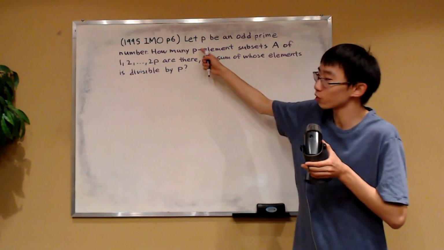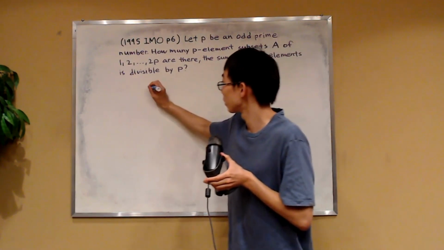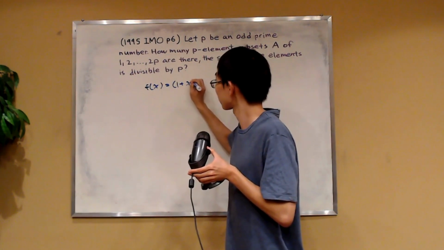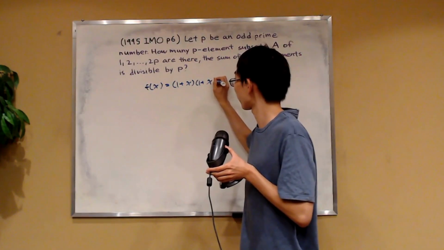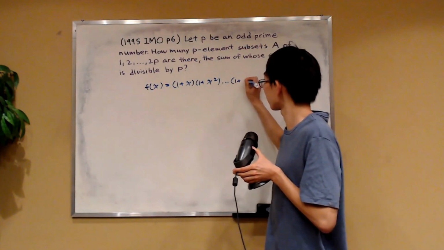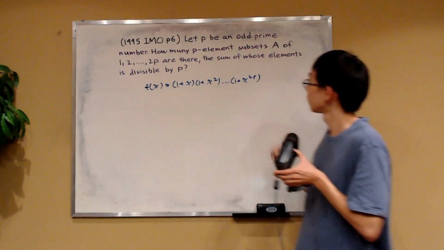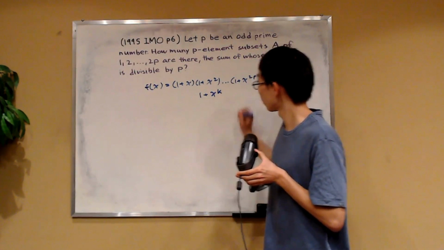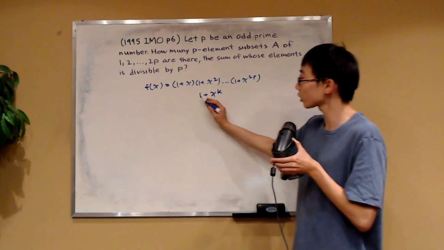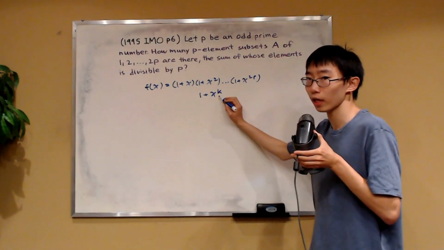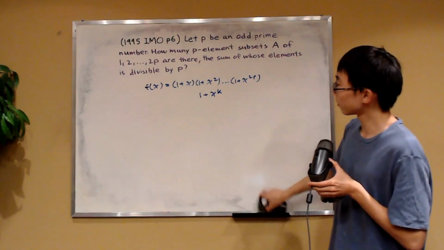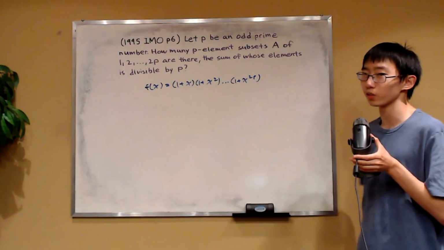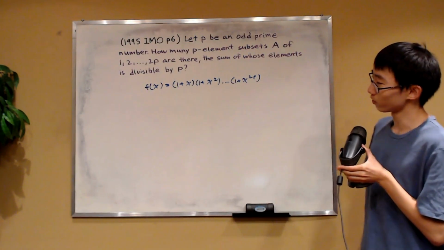I mean, if this condition was not here, then we could just simply use the generating function f of x equal to (1 plus x) times (1 plus x squared) times all the way to (1 plus x to the 2p). And that's because each binomial, 1 plus x to the k, represents a binary choice of not including k or including k within the subset. But this has no way of tracking the number of elements within your subset. So what can we do?